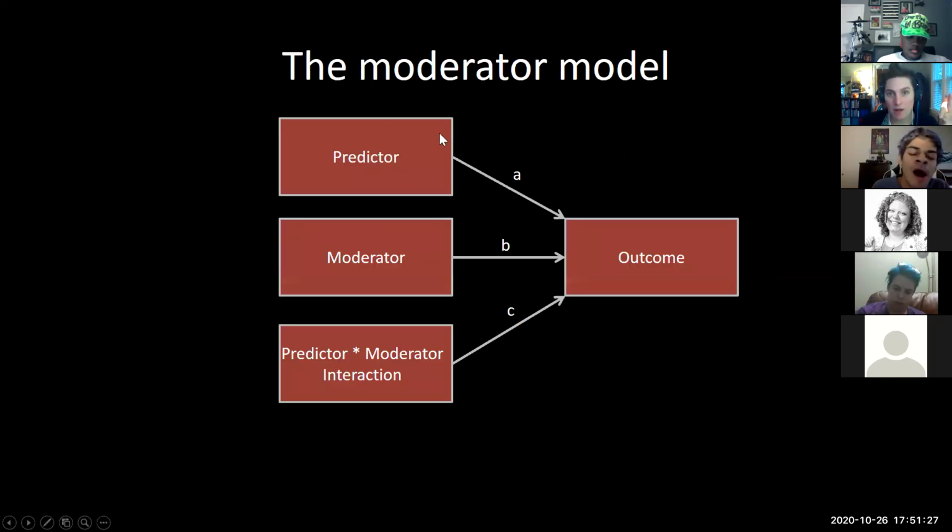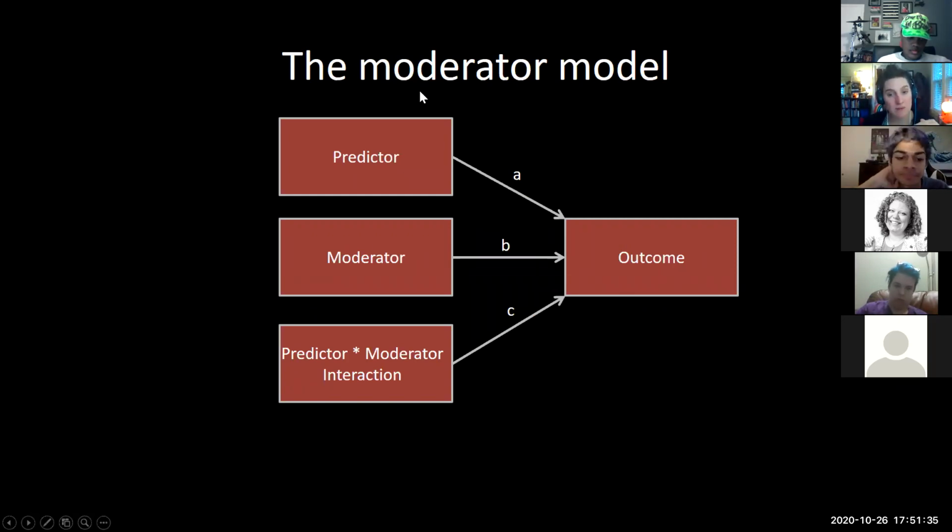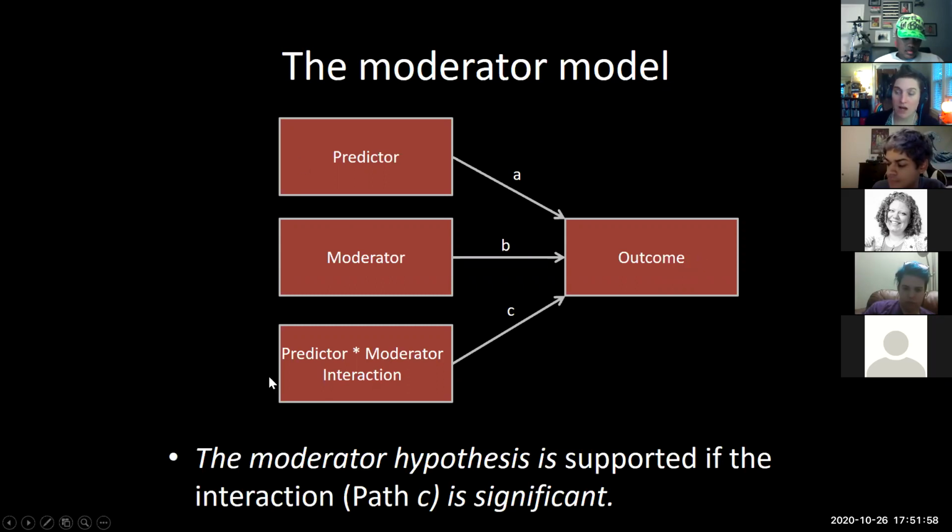Sometimes when people set up a moderator model, they'll picture it like this. I find this graph to be very confusing and I don't use it, but sometimes people use them, so I'm showing you what they look like in case it makes sense to your brain. You have a predictor or predictor 1, you have a moderator or a predictor 2, and then you have the interaction between the two. And all 3 of them are predicting the outcome. This is all we've done today so far. The moderator hypothesis is supported if path C here is significant. And that just means if the interaction term is significantly different from 0.